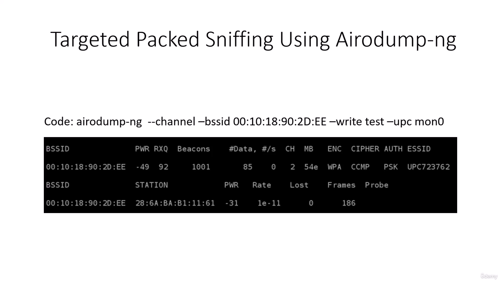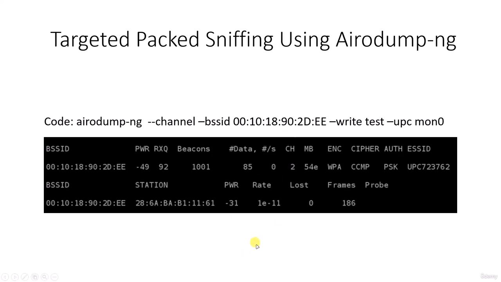two main parts. The first main part is the access points that are within our Wi-Fi range. The second part of this airodump is the clients that are associated with those access points. So we have the MAC address of the access point, and the MAC address of the actual client in here.